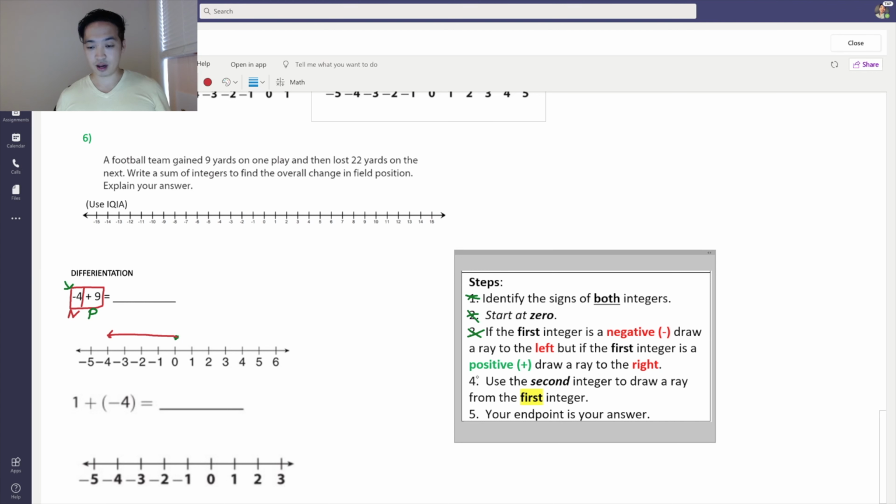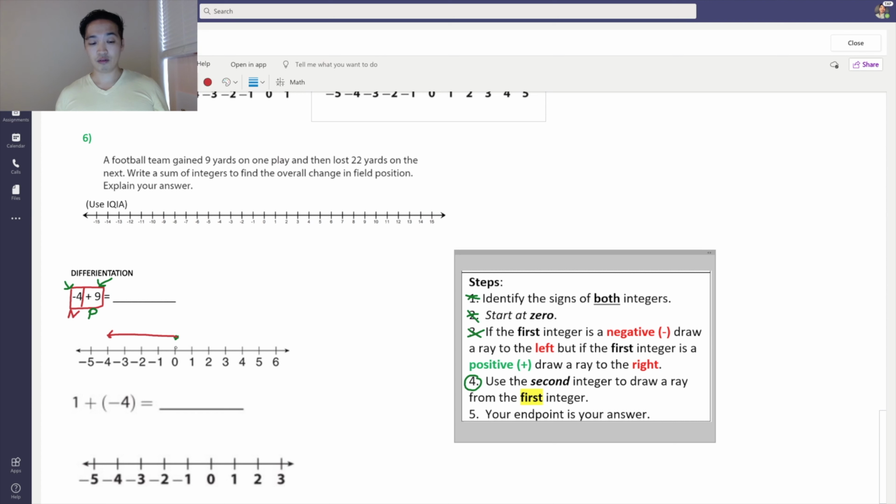Now we're going to go to number 4. Number 4 says, use the second integer to draw a ray from the first integer. So this is the first integer we plotted, and we drew a ray for it. We have to use this first one to draw the second integer. As you can see, the second integer is a positive, so you can guess which way we're going to go. We're going to go 9 spaces to the right.